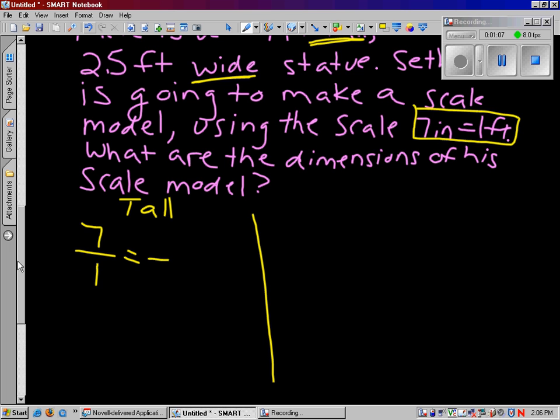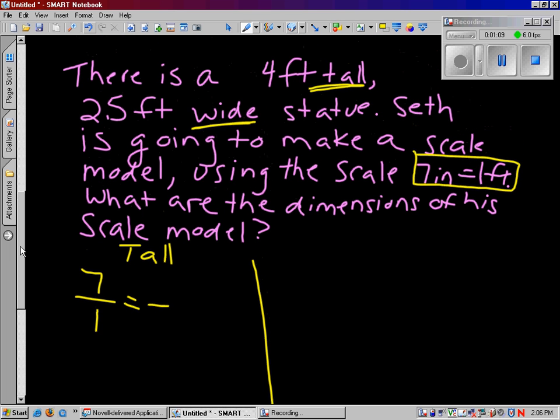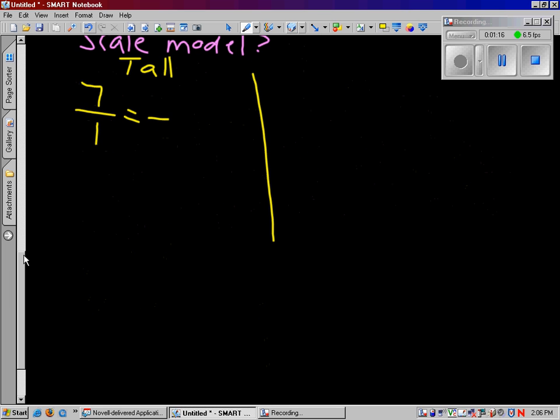Now, as far as the height goes, it told me it was 4 feet tall, right? So I come back down to my fraction. And 4 feet, well, this was 7 inches represents 1 foot, right? So we need to know x inches represents 4 feet. And same old, cross multiply and divide. We end up with 28 inches. So this model that Seth is building is going to be 28 inches tall.